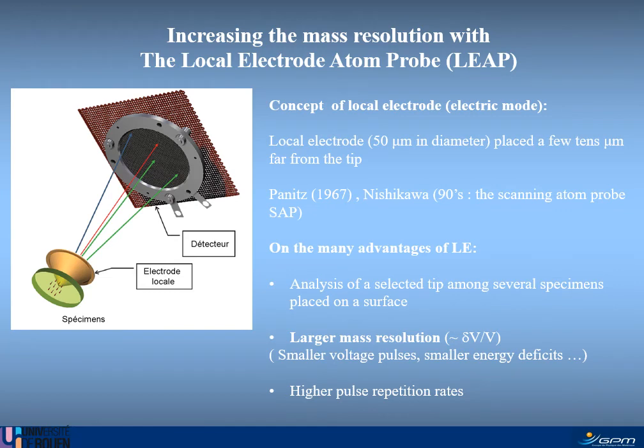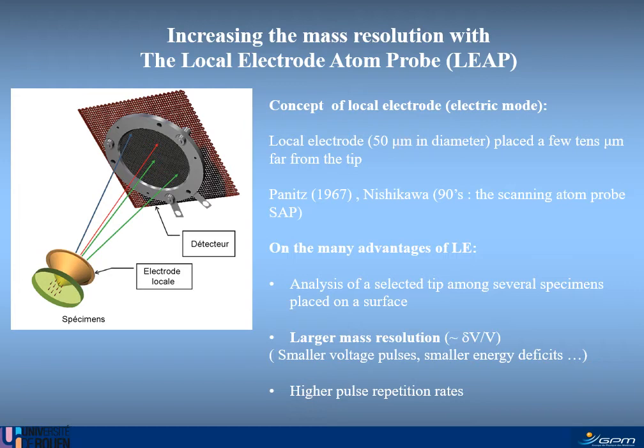I would like here to introduce the concept of local electrode atom probe, LEAP. And what is the principle? You've got a local electrode and you apply negative pulses on this electrode instead of positive pulses on tips. This local electrode is very close to the tip that you want to analyze, in fact a few tenths of a micron from the tip. The diameter of the local electrode is typically 50 microns.